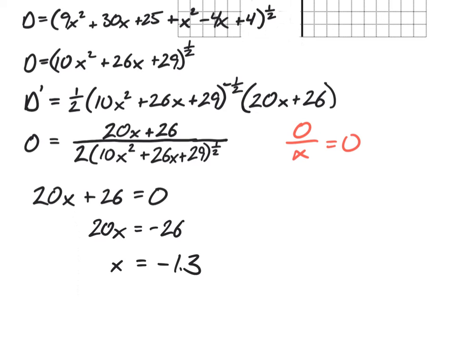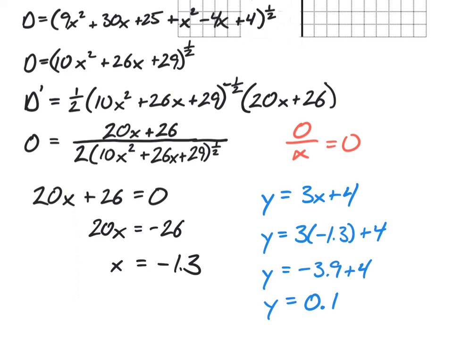Now, we still want to figure out what the y-coordinate is, because it's asking us for the coordinates of the point that is closest. Remember, when we started this problem, we had the equation y equals 3x plus 4. That's the equation of the line that is going close to our point. Well, I can then take this x equals negative 1.3 that I just found, and I can plug it in there. So to find my y-coordinate, y equals 3 times negative 1.3 plus 4, which solves out to be 0.1. And so the coordinates of the point that is closest to our given point on that line is negative 1.3 and 0.1.